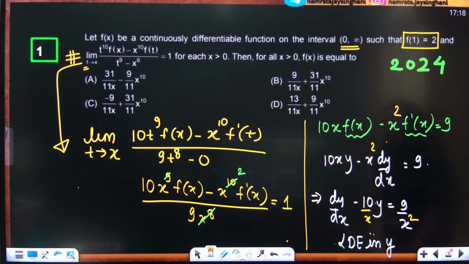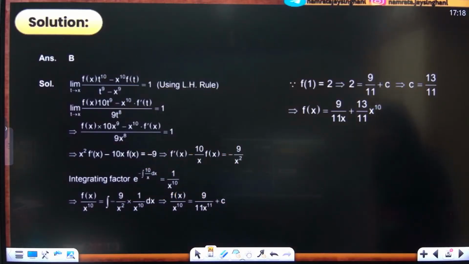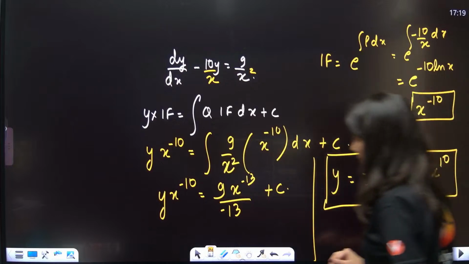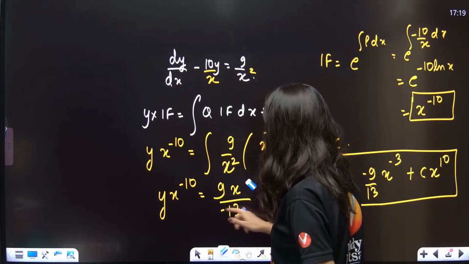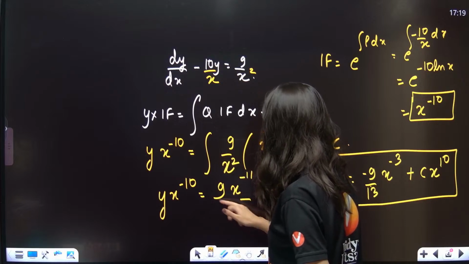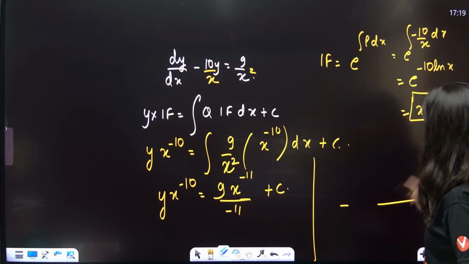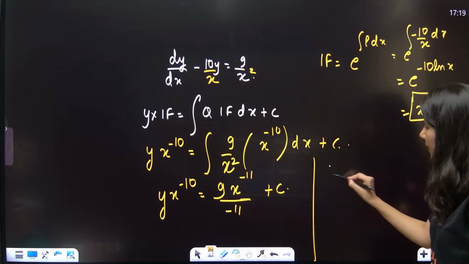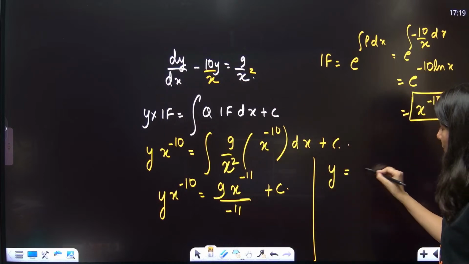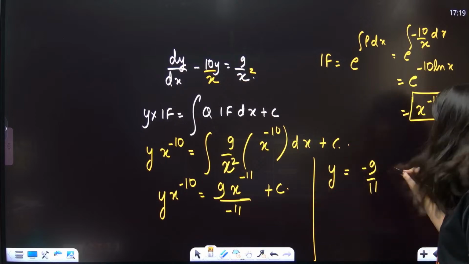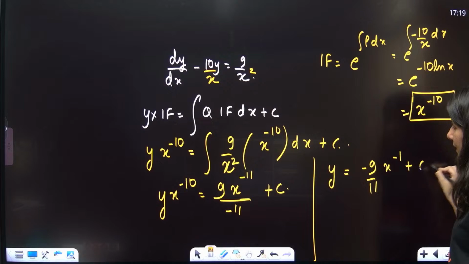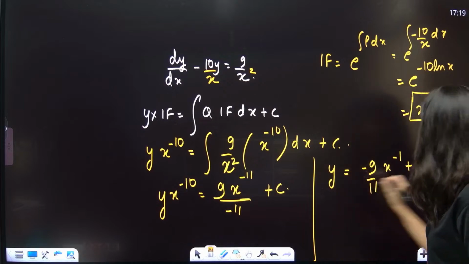Now, f of 1 is actually equal to 2. Integrating factor we have calculated. Oops, one more mistake I have done. Minus 12 plus 1 is actually minus 11, minus 11 upon minus 11. What kind of mistakes am I doing? Yes, now it's correct. Now it's perfect. And now y is equal to, this is going to give you minus 9 upon 11. Then you multiply this, so this is x power minus 1 plus c x power 10. This is your f of x.